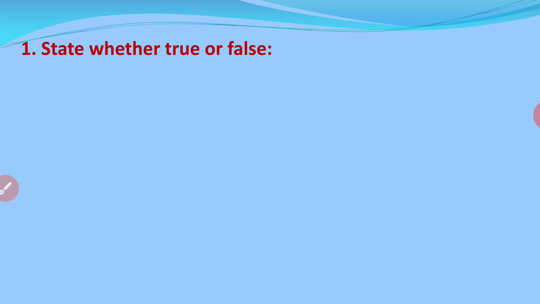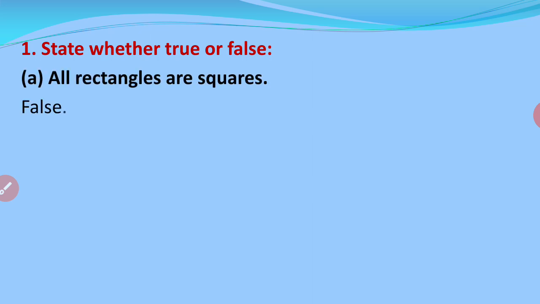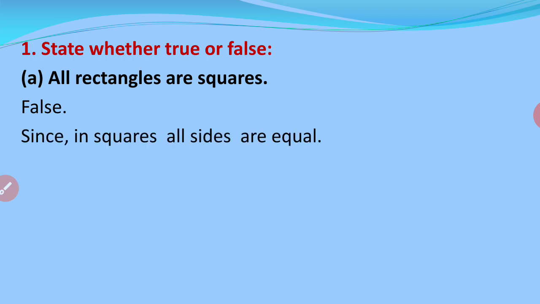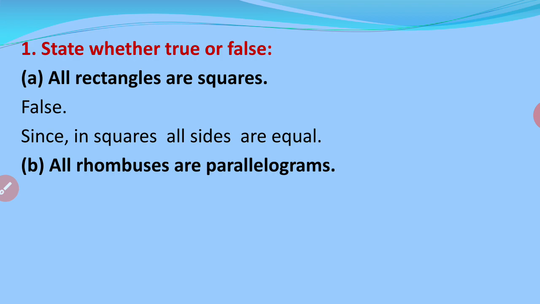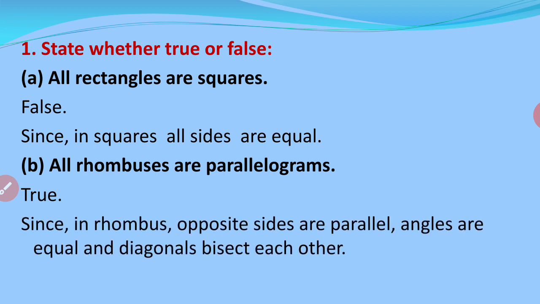Question number 1, state whether true or false. All rectangles are squares. It is a false statement. If you have been given a rectangle, you cannot call it a square because in a square all sides are equal, whereas in a rectangle it is not. The next one, all rhombuses are parallelograms. It is a true statement because the properties of parallelograms fit into the properties of a rhombus.